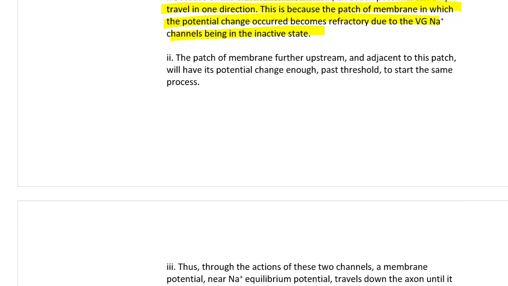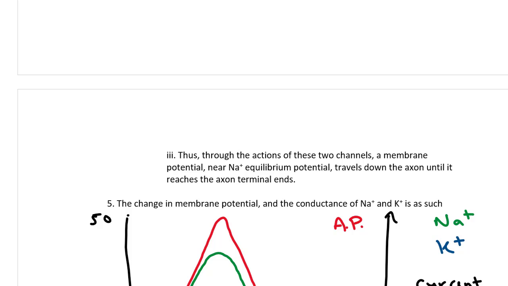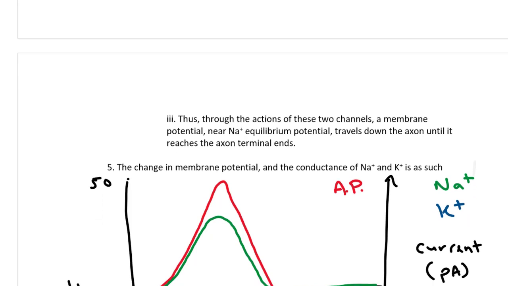So the patch of membrane further upstream and adjacent to this patch will have its potential change enough past threshold to start the same process. Thus, through the actions of these two channels, a membrane potential near sodium's equilibrium potential travels down the axon until it reaches the axon terminal ends. So this action potential will simply travel until it reaches the axon terminals.